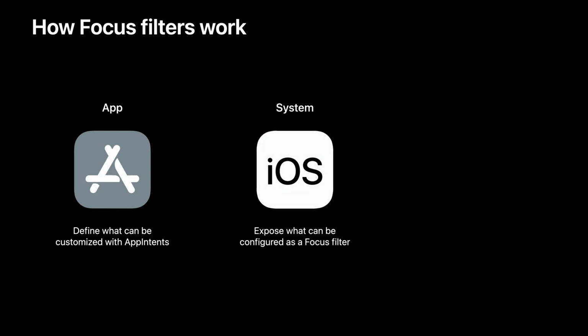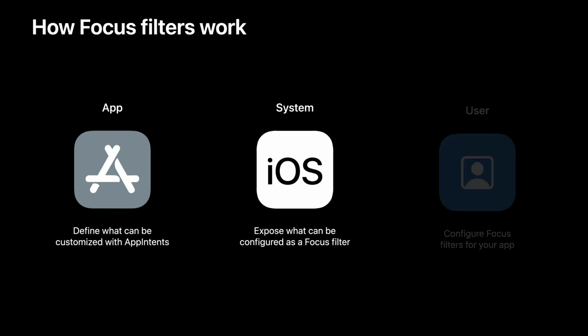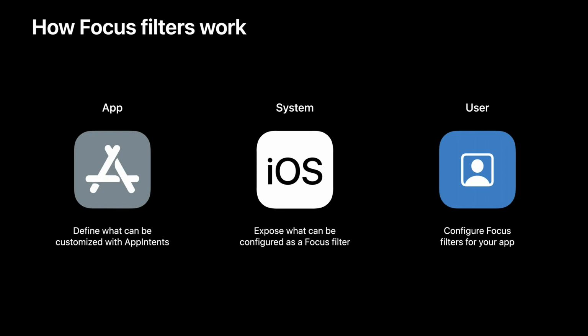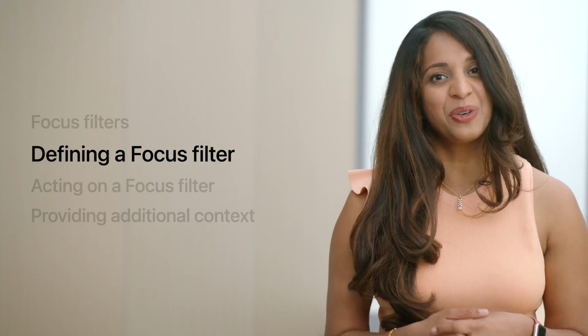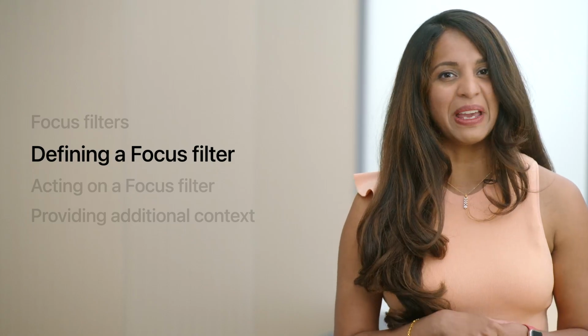Your app defines what can be customized by a user per focus, and this is done using an app intent. The system will expose what can be configured per focus. UI to configure properties defined by your app intent will be exposed in focus settings as a focus filter. Users can configure your app to behave a certain way by navigating to focus settings and configuring focus filters for your app. Now, I'm going to go over how you can incorporate focus filters into your code base.